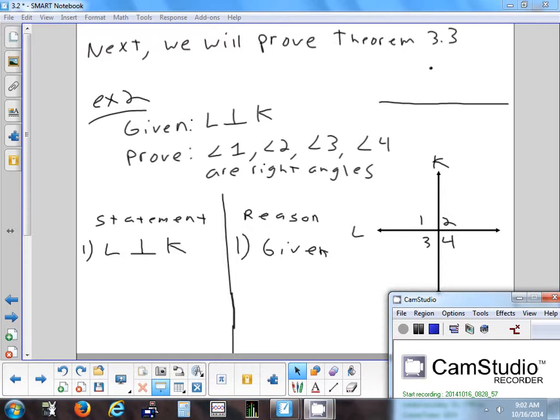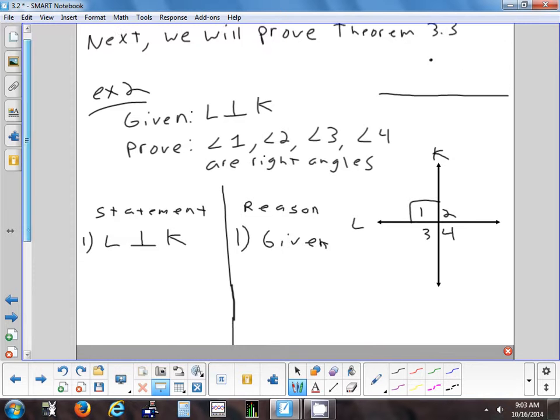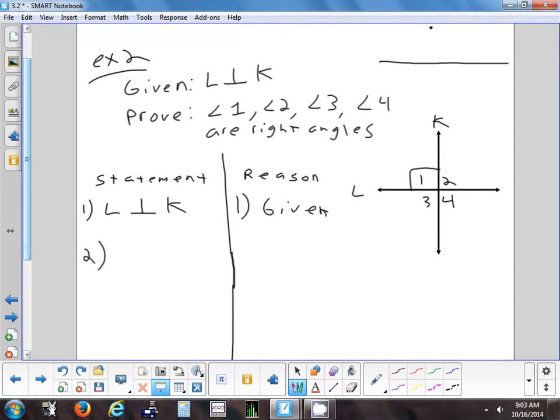All right, so we're trying to prove that L and K are perpendicular. By the definition of perpendicular lines, what we're allowed to do is pick one of these angles to be a 90. Let's say it's that one. Angle 1 is a right angle, and that's the definition of perpendicular lines, and we were given that we had perpendicular lines. So let's start with that. Angle 1 is a right angle, and reason for 2: definition of perpendicular lines.